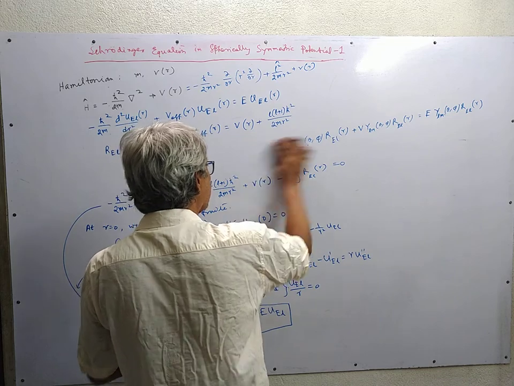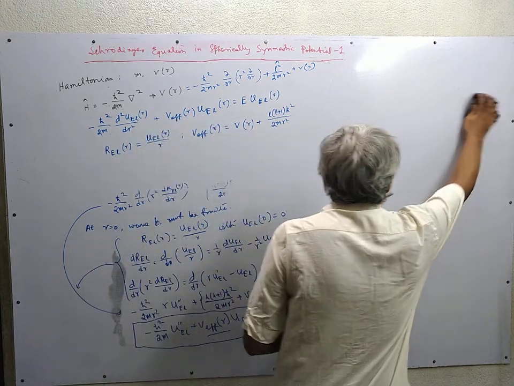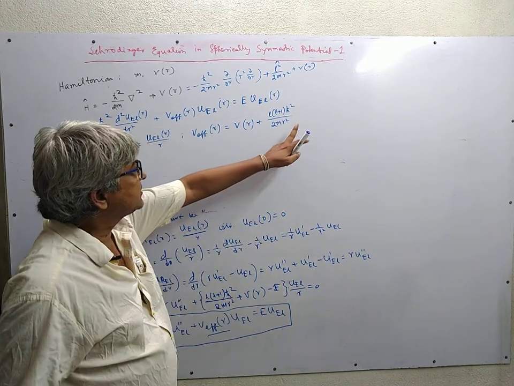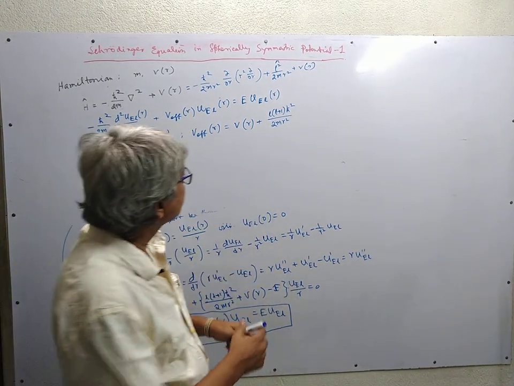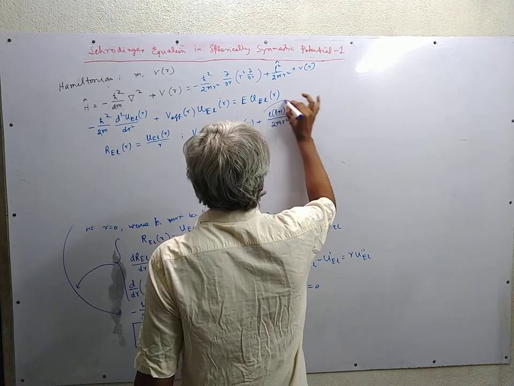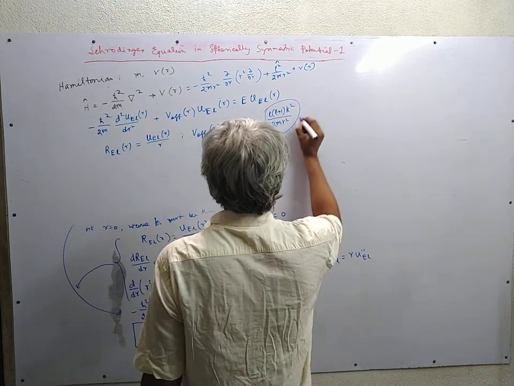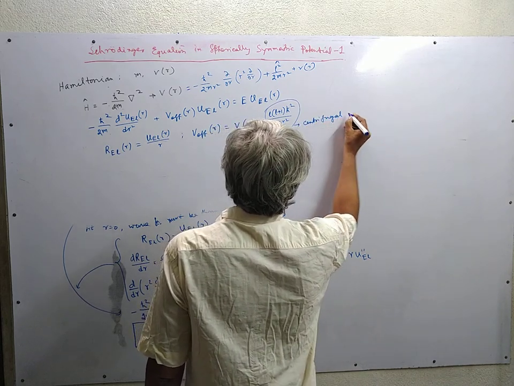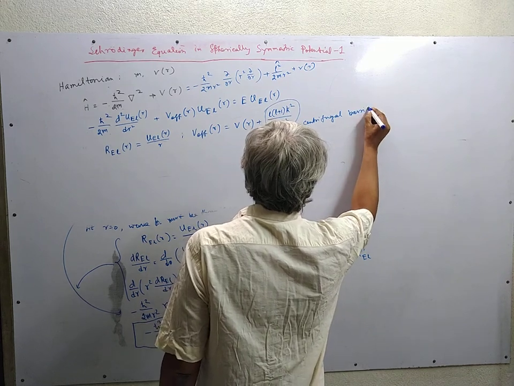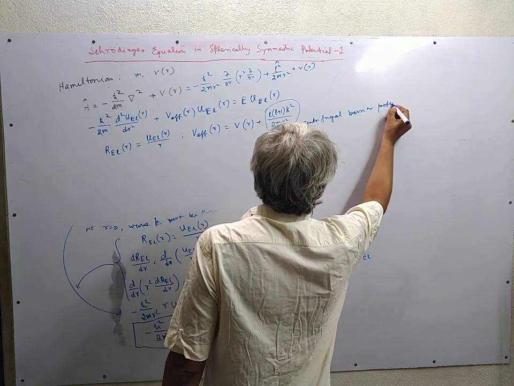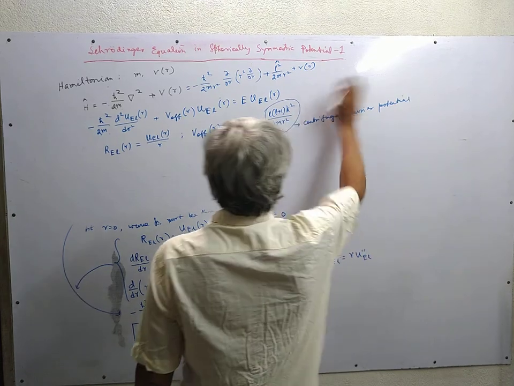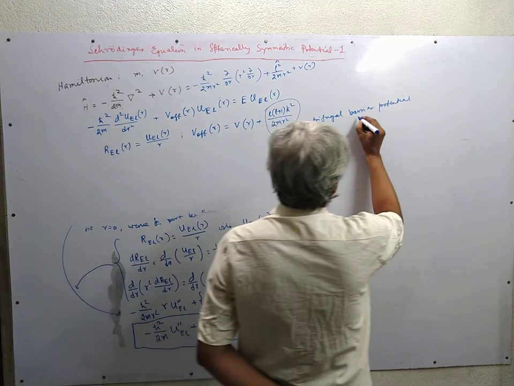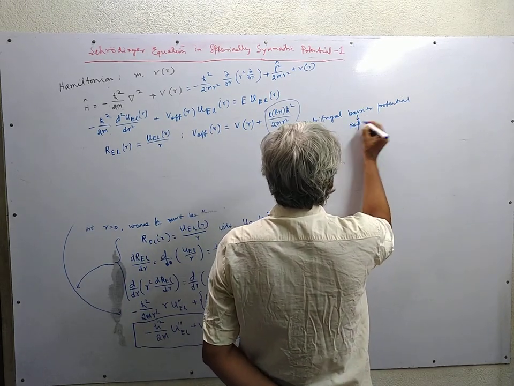Let me explain what the effective potential is. For l equal to 0, this potential is zero. Note that this potential is always positive, so this is termed as centrifugal barrier potential. Barrier because it is always positive, that is repulsive. This potential is repulsive.